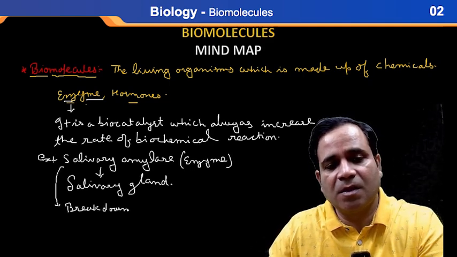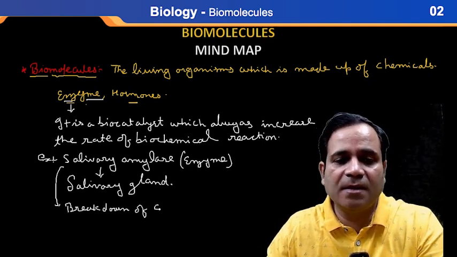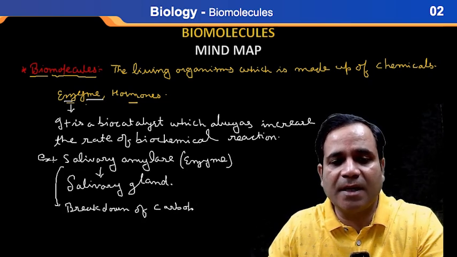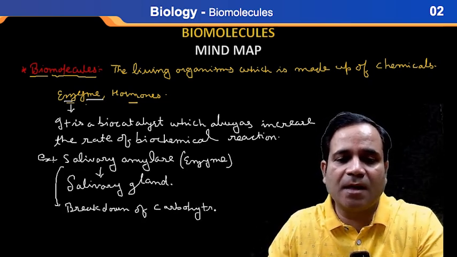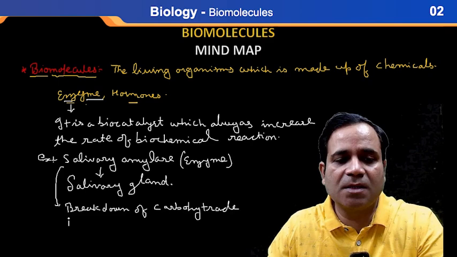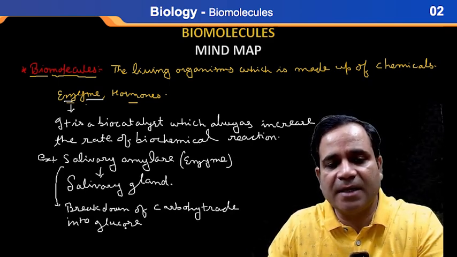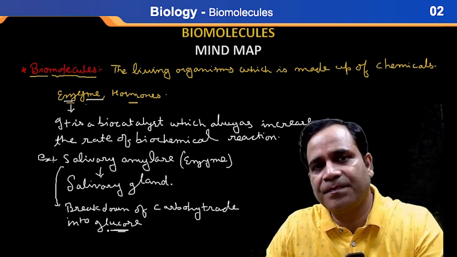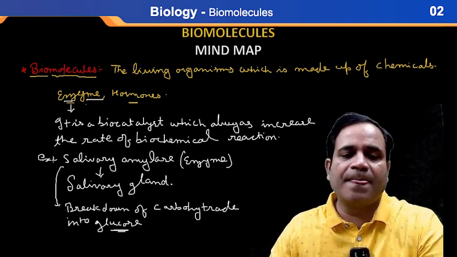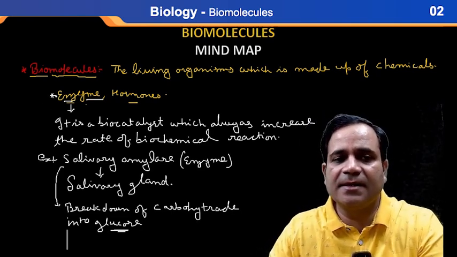Breakdown of what, my dear? Carbohydrate into what? Glucose. Into glucose. And finally we get the energy in the form of what? Glucose. Getting my point? So the enzyme term is clear.